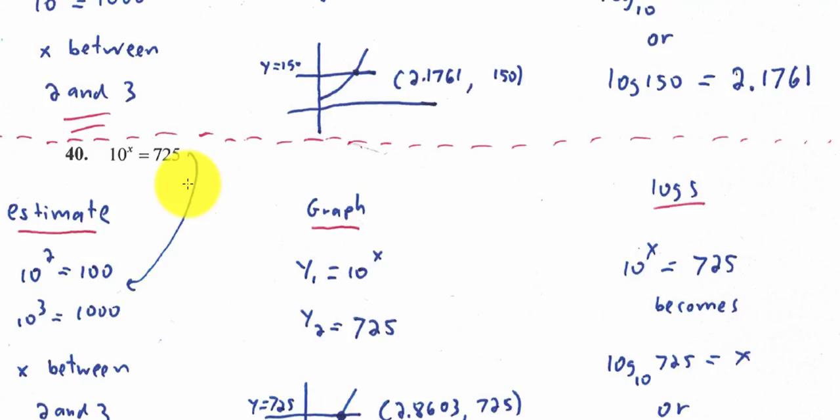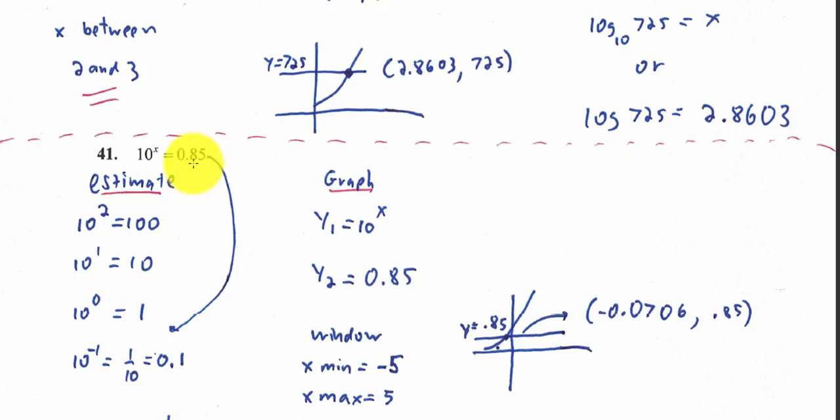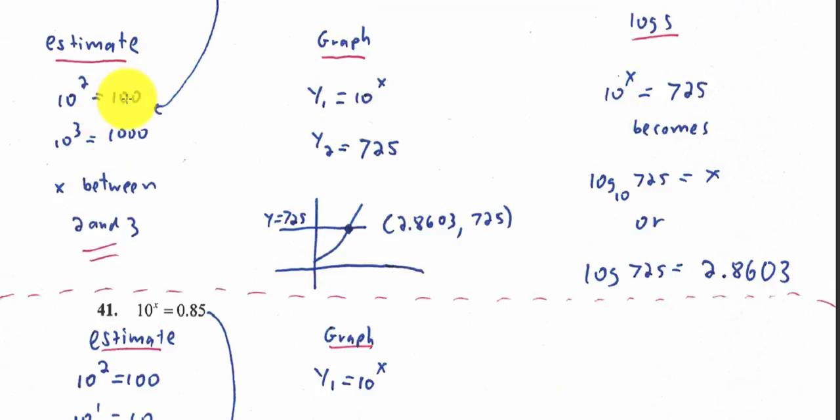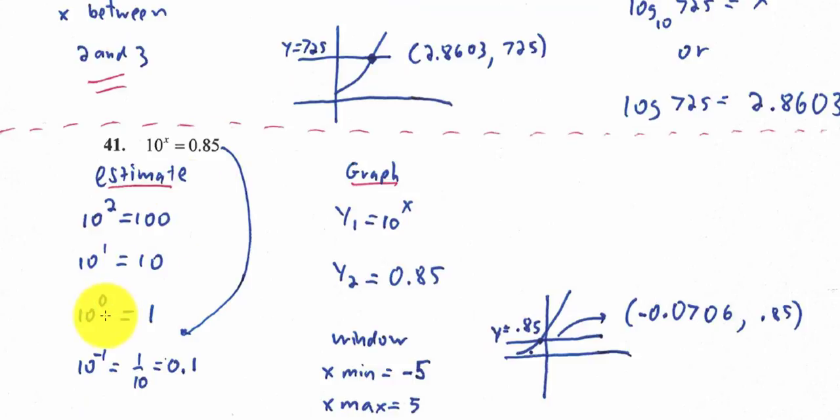And the last one is really the same, except this is a bit tricky. Notice on the first two, we had 150, 725, big numbers. And now we have 0.85, a real small number. So if I enter 10 to the 2, like we did the last two times, I get 100. Well, 100 is way too big. We need 0.85. If I put in a 1, we get 10. Too big. I put in a 0, we get 1.